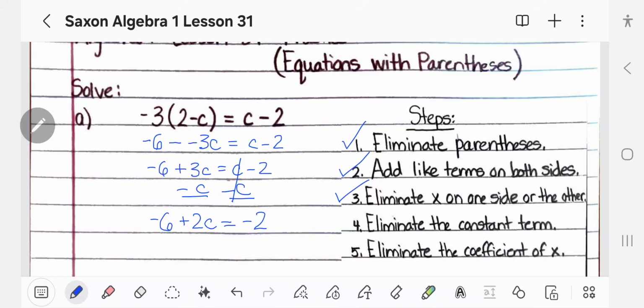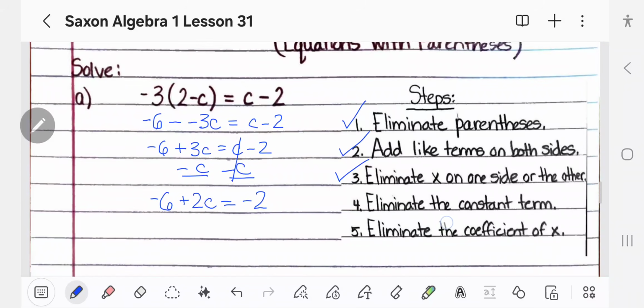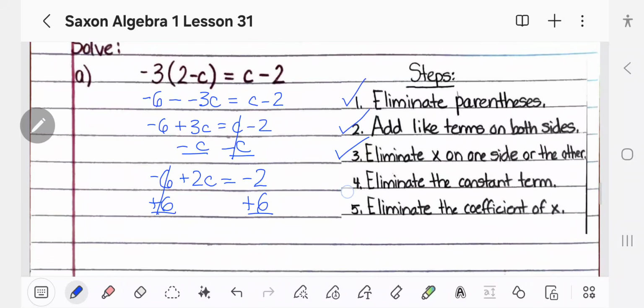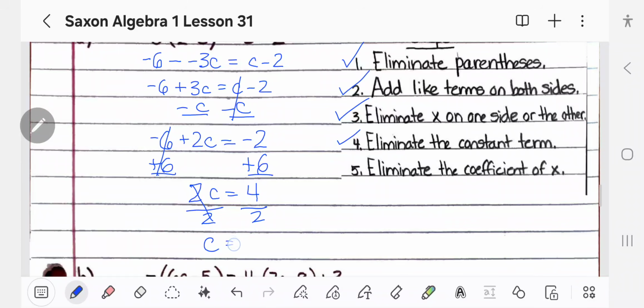Now we're going to eliminate the constant term that's with the variable. So we can add 6 to both sides. And we get 2c is equal to negative 2 plus 6, which is positive 4. Now we're going to eliminate the coefficient of the variable. They're multiplying by 2, so we're going to divide both sides by 2. And we get c is equal to 2. And that's your answer for the first one.